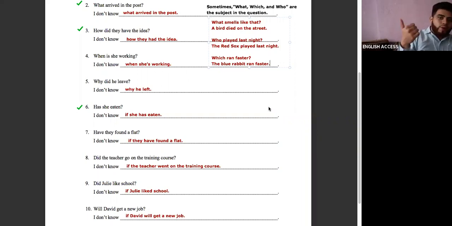So, like I said, what, who, and which can be the subject on their own. And since it's the question word and the subject, the next thing that comes is just the verb. I don't know what arrived in the post. I don't know what smells like that. I don't know who played last night, and I don't know which ran faster. But my question is this: what did you write for number 2?